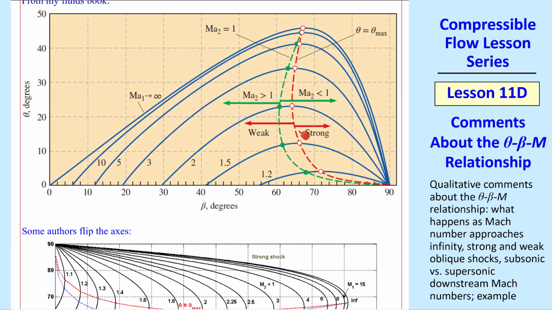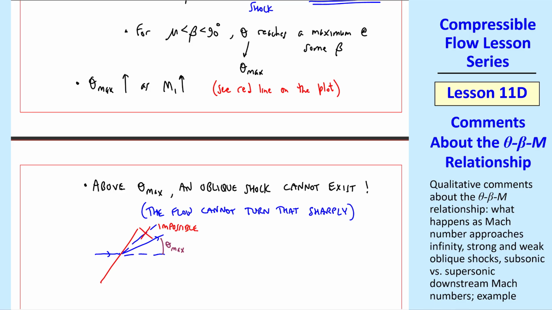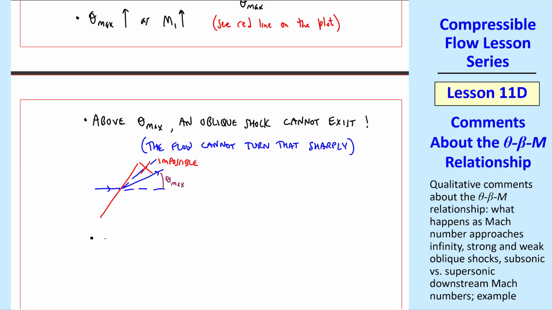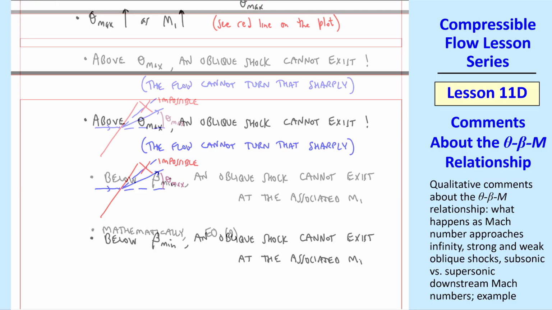Everything to the right of this red line is called a strong shock, and everything to the left is called a weak oblique shock, which we'll discuss in more detail later. Above theta max, an oblique shock cannot exist. In other words, the flow cannot turn that sharply. If this is theta max for a given Mach number, it is impossible to turn the flow any more than this. We can also say that below beta-min, an oblique shock cannot exist at the associated Mach number.